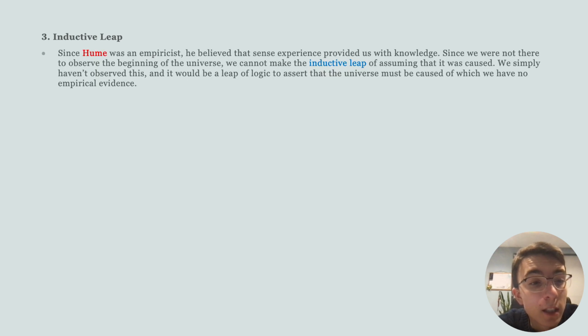Number 3, inductive leap. Since Hume was an empiricist, he believed that sense experience provided us with knowledge. But since we have no sense experience of the beginning of the universe, no one observed it, no one was there, we cannot assume to know for sure exactly what happened. That would be to make an inductive leap. That is to say, we have this empirical evidence of what we can know, and here's what we can't know. And to make that jump is unwarranted. We can't go from this point to that without any empirical evidence. We have no empirical evidence of the beginning of the universe, and therefore we just don't know.